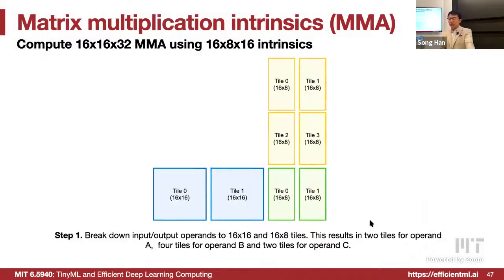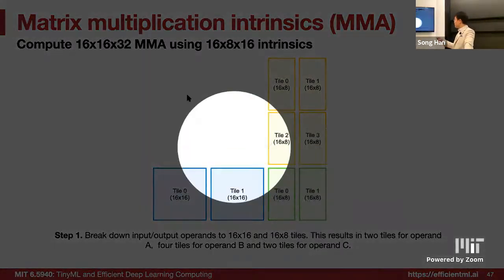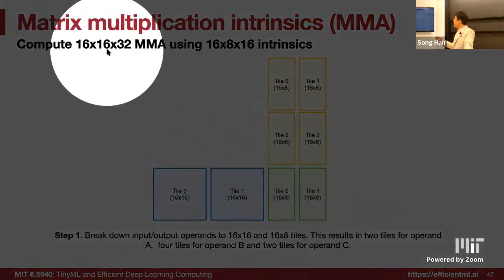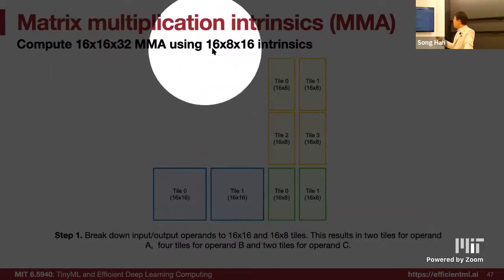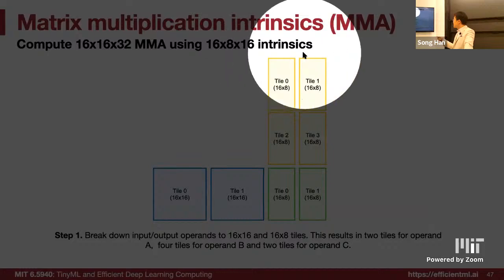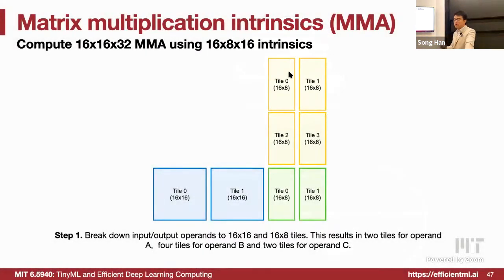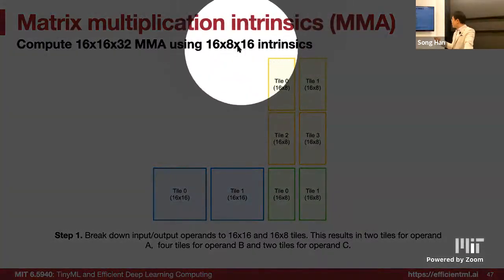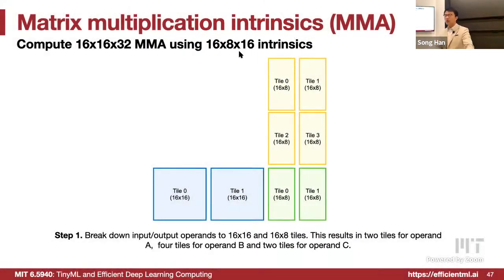So the basic intrinsic is the matrix multiplication intrinsic called MMA. Okay, so here we can show an example to compute the 16 by 16 times 16 by 32 MMA using 16 by 8 by 16 intrinsics. So this is showing how we can use small intrinsics to compute on large matrix multiplications. Like in Llama, we can easily have 4K, 10K, those large matrices. But our intrinsic is small. So how can we leverage those small intrinsics to work on large matrix multiplications?